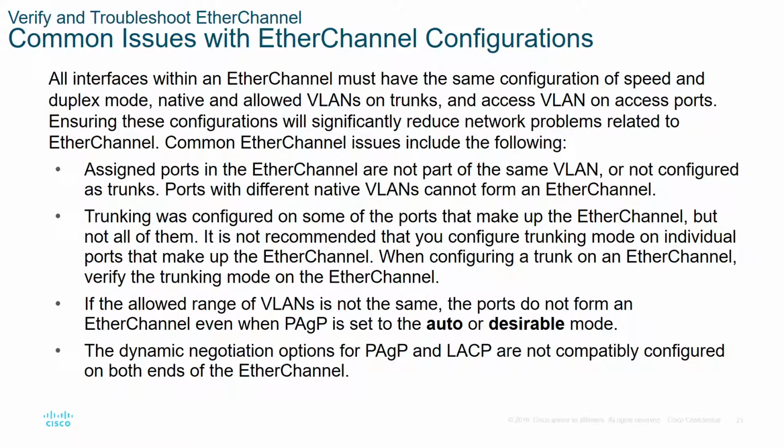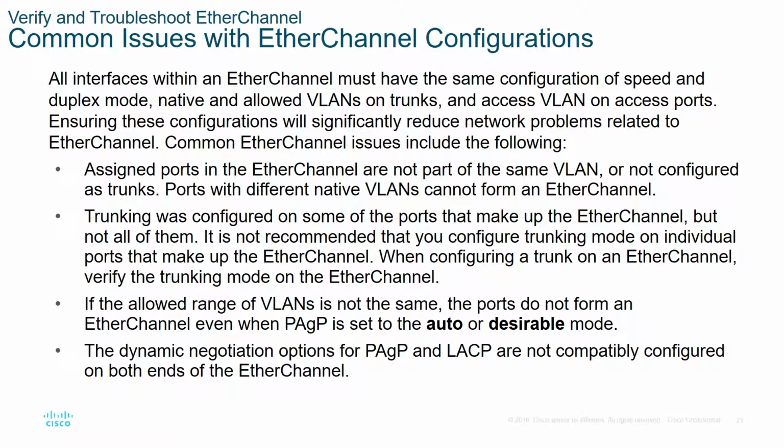Common issues with EtherChannel configurations. All interfaces within an EtherChannel must have the same configuration of speed and duplex mode, native and allowed VLANs on trunks, and access VLANs on access ports. Ensuring these configurations will significantly reduce network problems related to EtherChannel. Common EtherChannel issues include the following. Assigned ports in the EtherChannel are not part of the same VLAN or not configured as trunks. Ports with different native VLANs cannot form an EtherChannel.